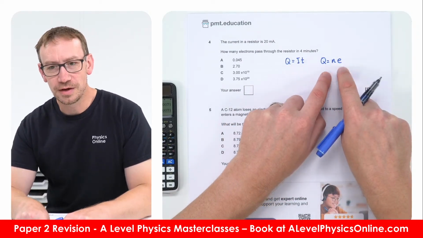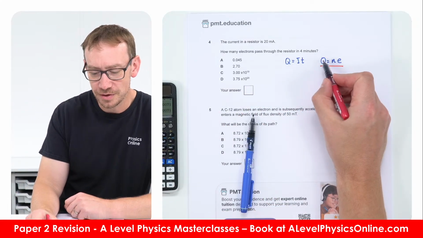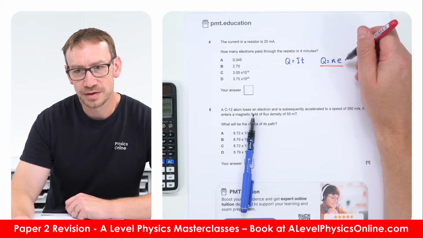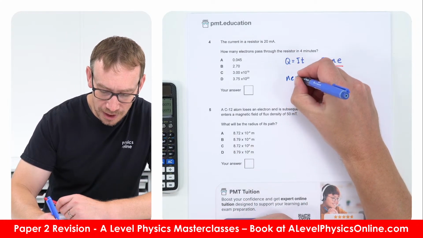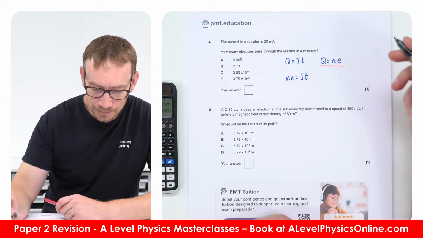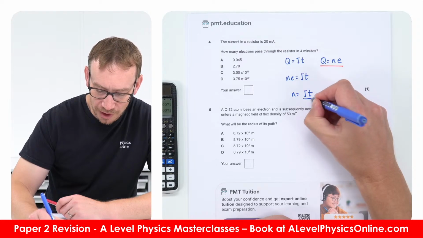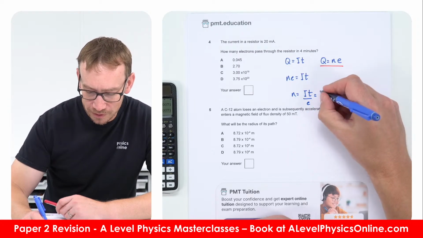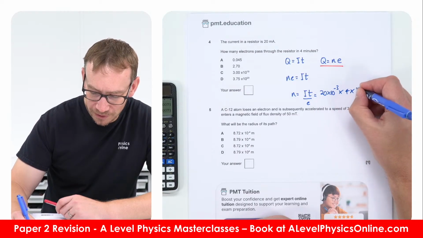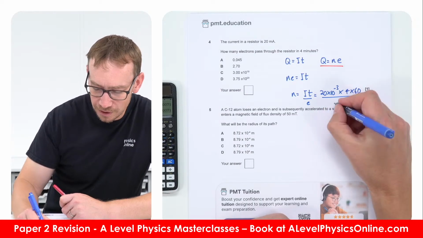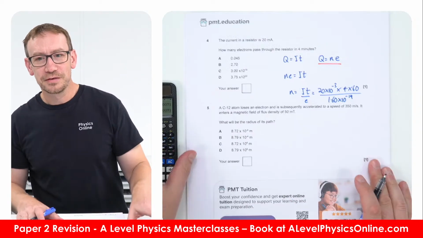This is an equation they don't give you, but I think this is super important. Okay, so Q equals NE. The total charge is the number of things times the charge on each thing. So if I put the two things together, we can say that NE is equal to IT, and therefore the number is equal to the current times the time divided by the elementary charge, which is going to be 20 times 10 to the minus 3 times 4 times 60 for the time in seconds, divided by 1.60 times 10 to the minus 19. So that would be my approach.